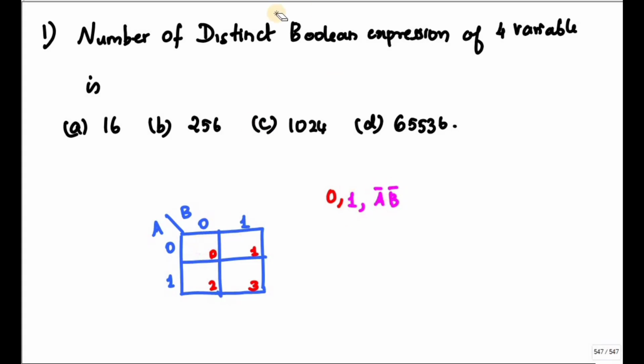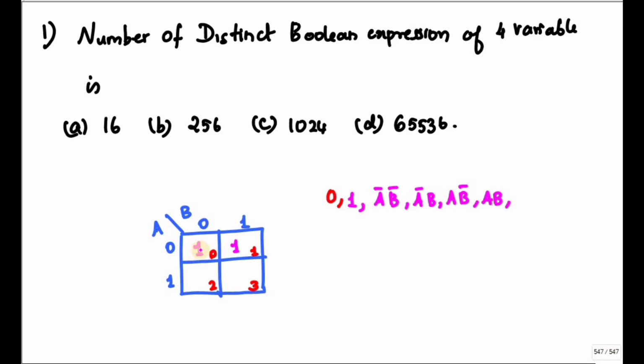Suppose it is for cell 1 alone, then the answer will be A bar, B. If this one is filled with 1, it becomes A, B bar. And similarly, if the third cell is filled with 1, then the answer will be A, B. So here, at the same time, only one cell is filled with 1. So what happens if two cells are filled with 1?